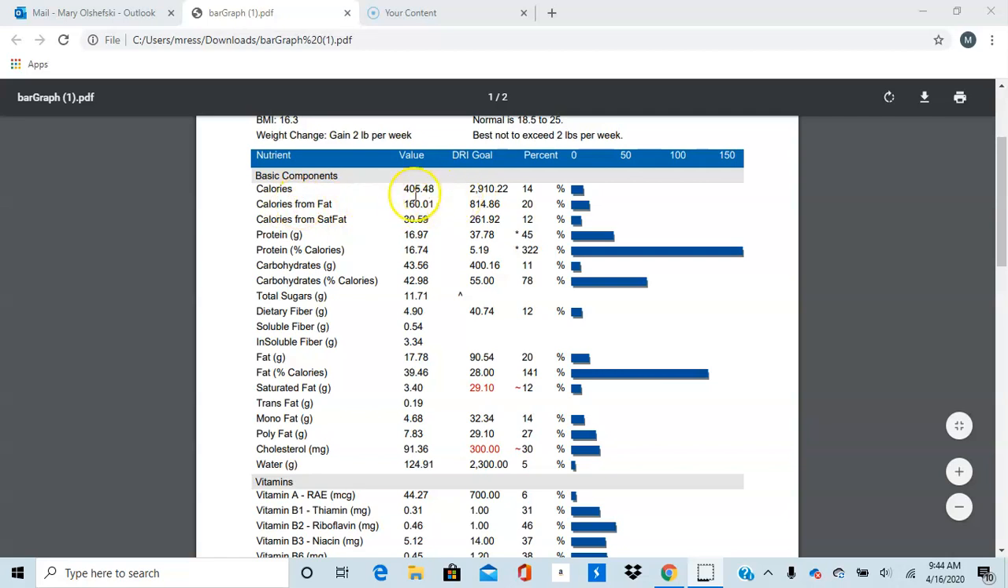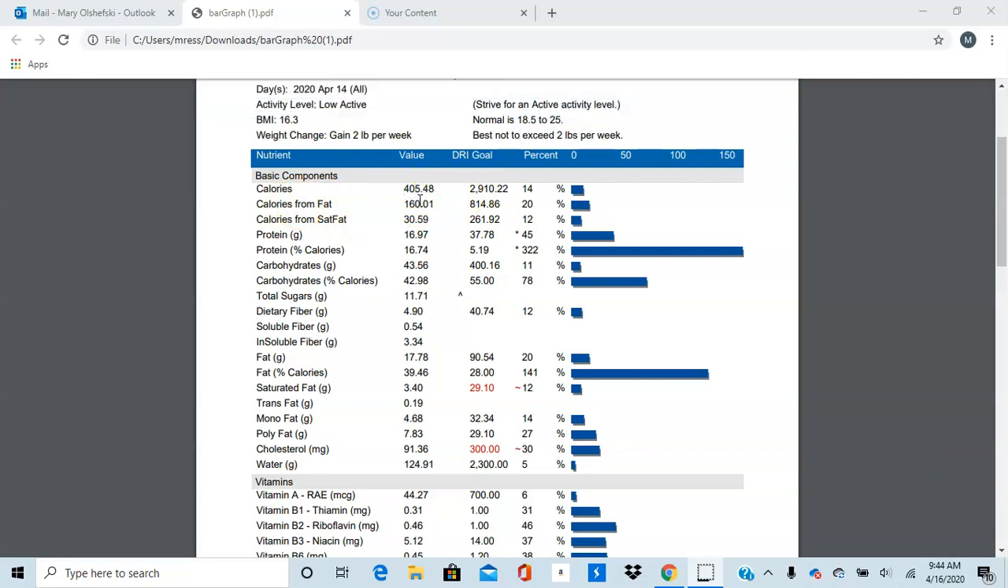So looking at calories, right now your meal plan so far has 405.48 calories in it. That represents 14% of your goal of 2,910 calories per day. So yes, your nutrient or your calories, your food, everything has to come up, all right? For the assignment, we ask that your calories for your meal plan are between 80 to 105%.